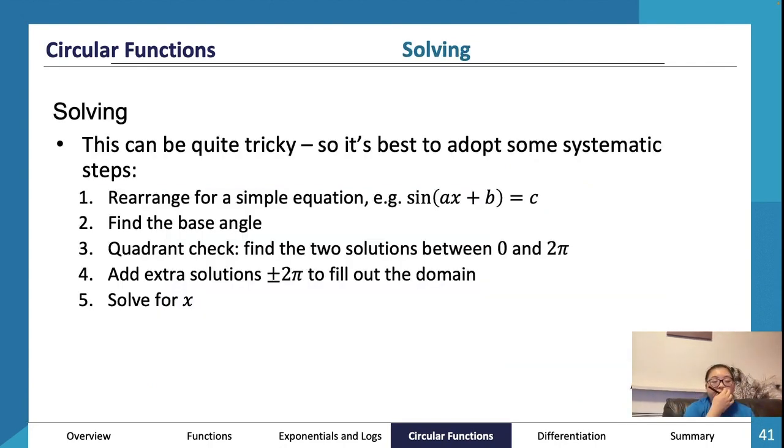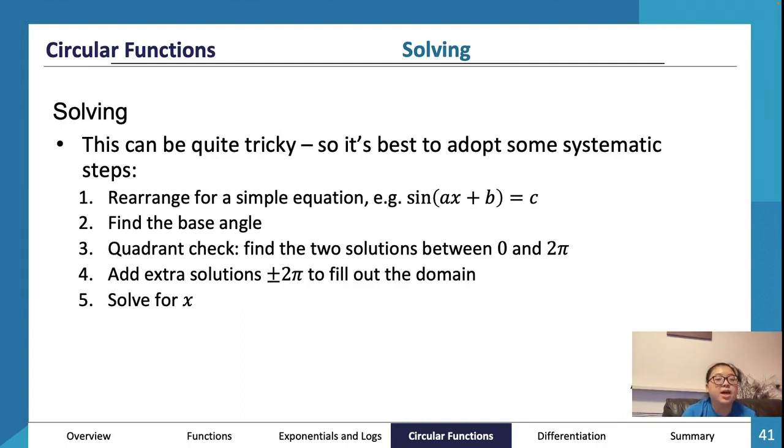Cool. Alright, so solving. There are 2 different ways to talk about solving. The easiest way is to rearrange for a simple equation. What you're going to try and do is put everything outside of your sine, cos, tan to the other side. You're going to chuck everything onto the other side. Then you try and find the base angle. What angle would correspond to the value on the other side?